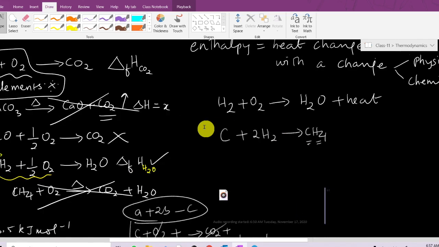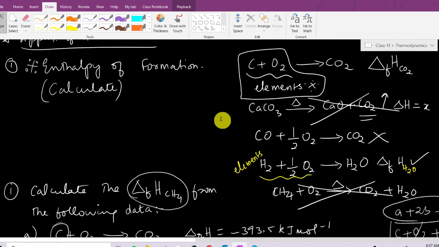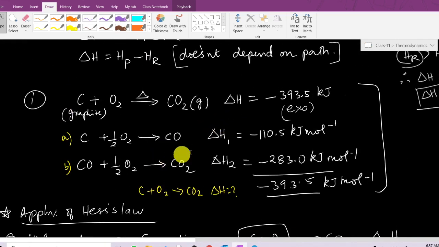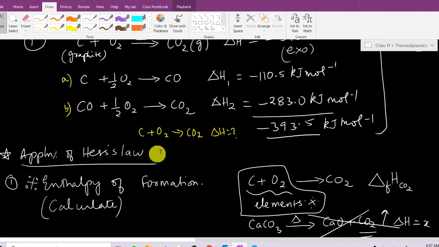So you can calculate the enthalpy of formation. That's what I showed you here. So this is the enthalpy of formation. This is an example of enthalpy of formation of CO2 from C and O2. This is how you can calculate. So this is the first application of Hess's law.